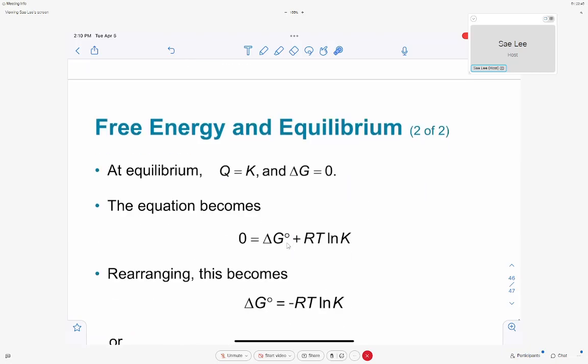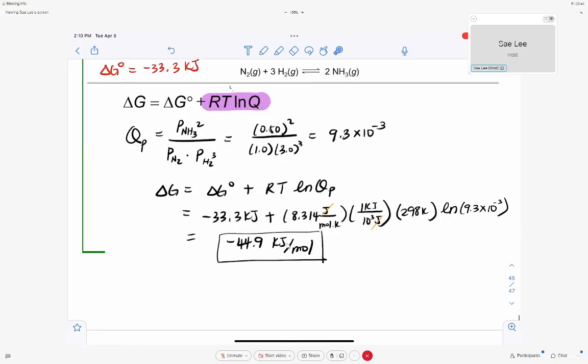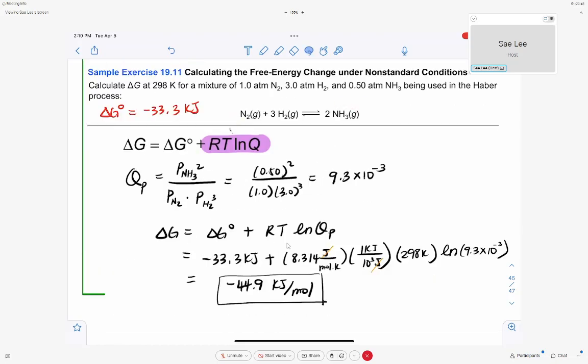So the previous sample exercise that we dealt with, this Haber process, was an equilibrium reaction.